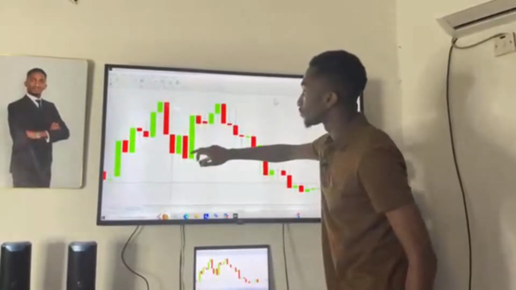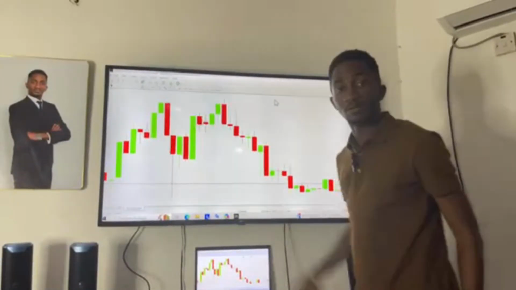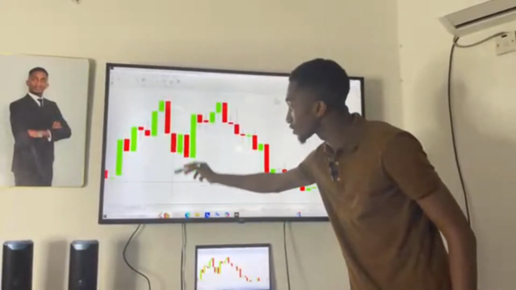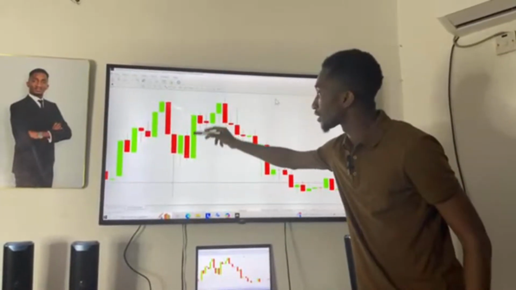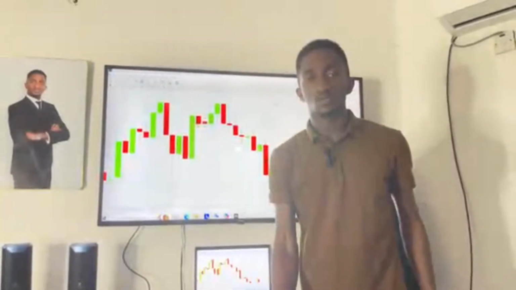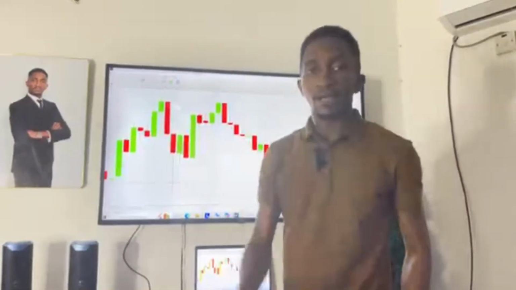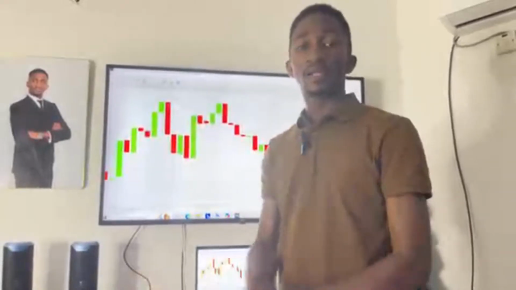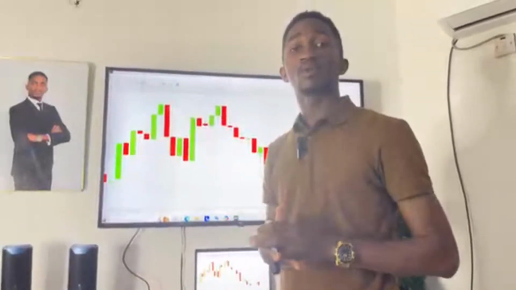You are seeing different kinds of candles here. This one has a long tail or wick. You are seeing this one with a very big body. What are these candles trying to say to you? Are you supposed to enter for a buy? Are you supposed to enter for a sell? By the end of this live, you are going to know how to read a candlestick.